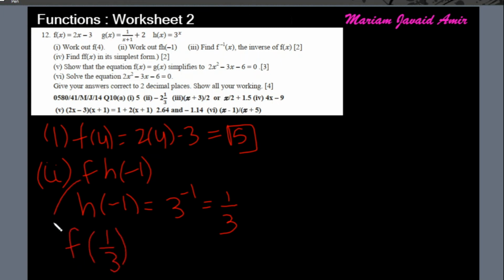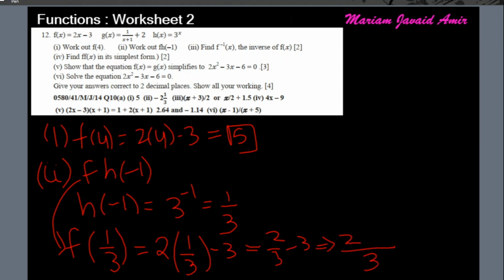So we're actually trying to find f of 1 over 3. So in fx, replace x with 1 over 3. And this would give us 2 by 3 minus 3. Take LCM, 2 minus 9, which is minus 7 over 3. In mixed form we get minus 2, 1 by 3.